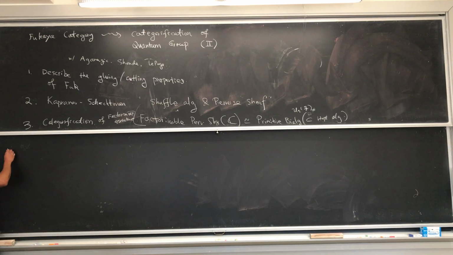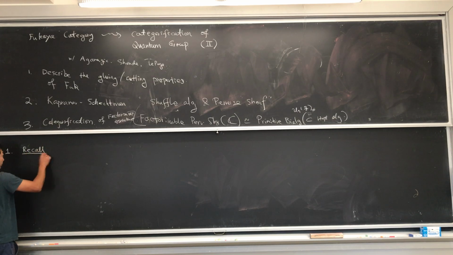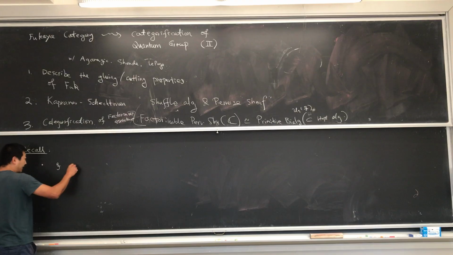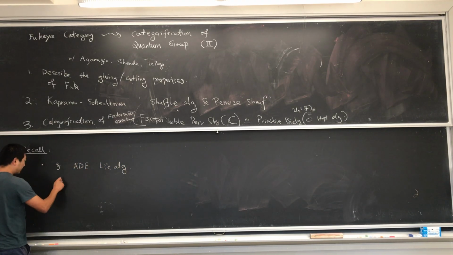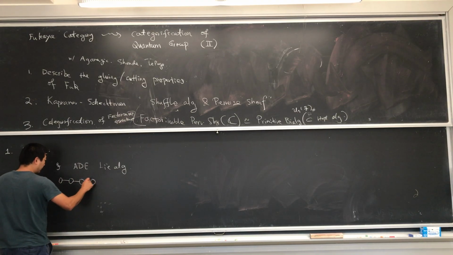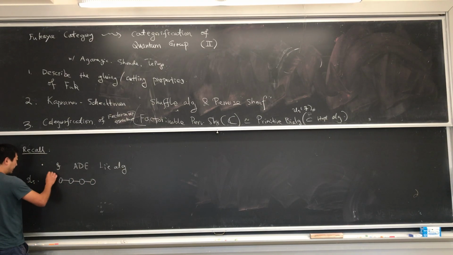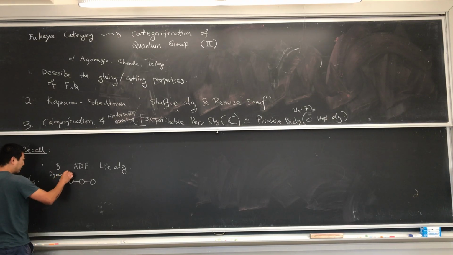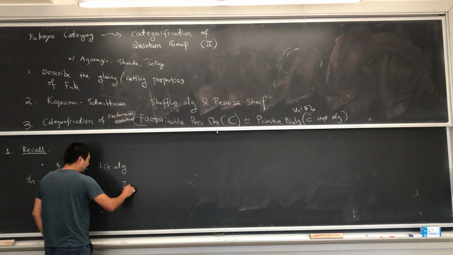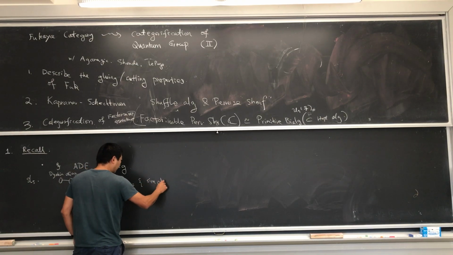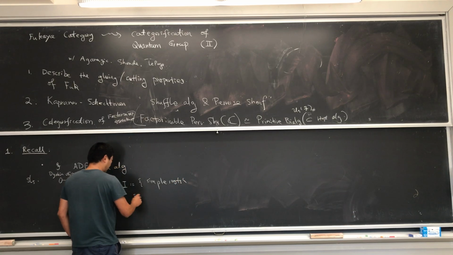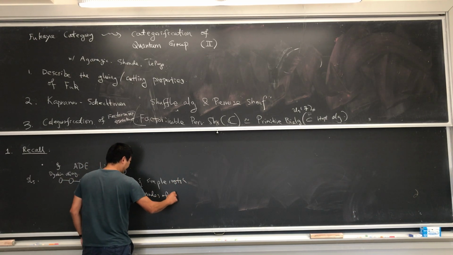Okay, so let's first say what we had last time. So recall. The setup is, let's be a little bit general. So G is like an ADE algebra, and say it has as its Dynkin diagram, and let I be the set of simple roots, or the nodes of the Dynkin diagram.